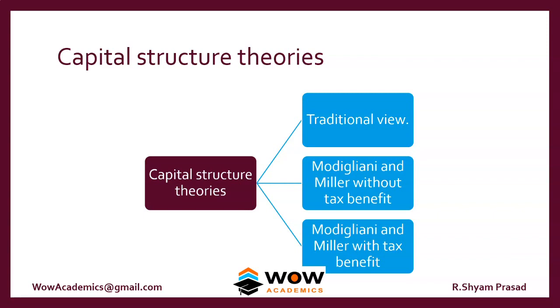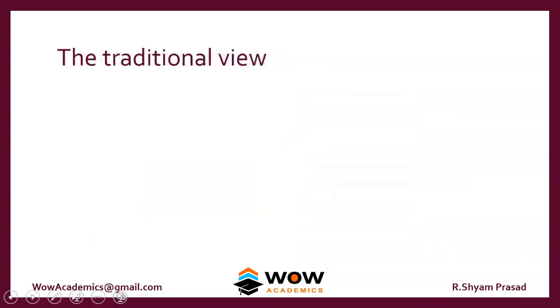And each of these theories gives a very conflicting result. One of the theories says you have to go for debt. One theory says don't go for debt. One theory says don't worry about your capital structure at all. So each theory gives their own views. But in your answer, if they ask you any specific view, you can explain that. If they ask you a general view, you have to explain all the three. So that's how it works. So we'll start from the traditional view.